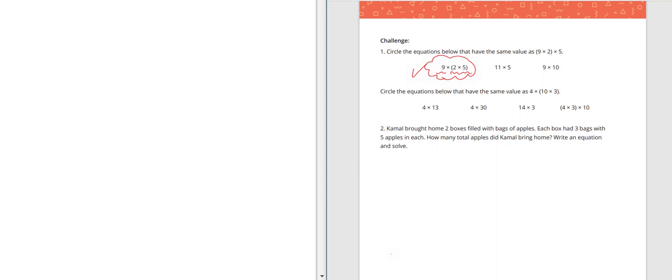Okay, 11 times 5. Okay, we have factor 5 here, but the first factor 11 not equal 9 times 2. 11 is 9 plus 2. So the equation is changed. So review the equation. The third equation, 9 times 10. Okay, we have the first factor 9. Here we have 9. Okay, but 2 times 5 replaced by 10. Okay, the product of 2 times 5 is 10. So we can say that this equation have the same value and circle it.